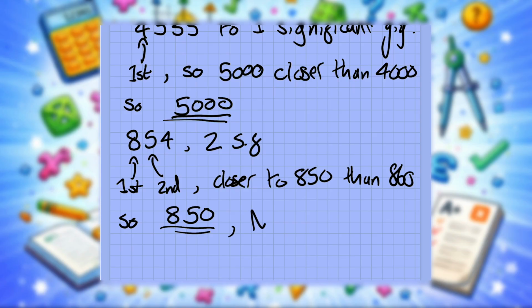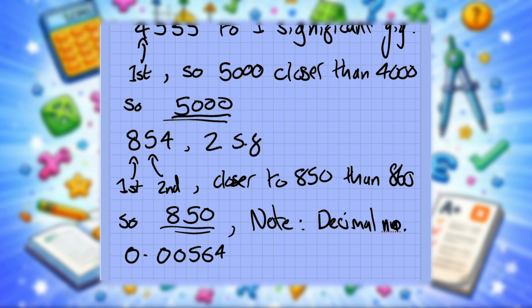A quick thing to note in these cases, if you have a decimal number, for example 0.00564, we start taking the significant figures from the first non-zero value, which in this case will be 5.